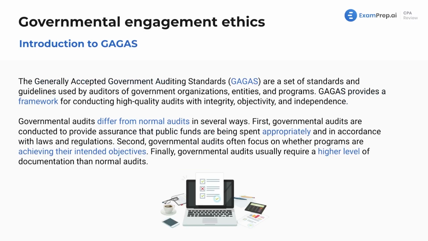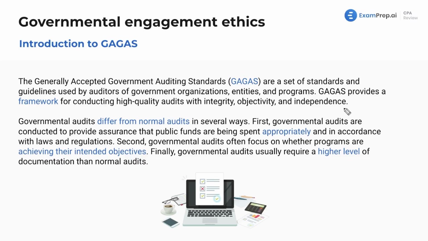What is GAGAS? Well, you've seen GAAS. Now we have GAGAS. This is generally accepted government auditing standards, quite the mouthful. So this is the set of rules that you're going to follow as an auditor if you're auditing a governmental entity. GAGAS are a set of standards and guidelines used by auditors of government organizations, entities, and programs. GAGAS provides a framework for conducting high-quality audits with integrity, objectivity, and independence. That is what you're going to follow.